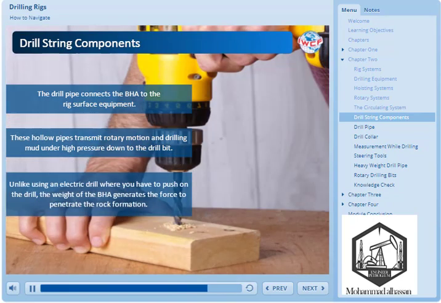Unlike using an electric drill where you have to push on the drill, the weight of the BHA generates the force to penetrate the rock formation. The rest of the drill string will be in tension.